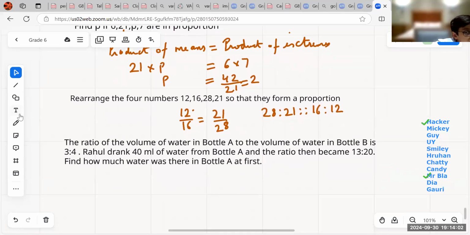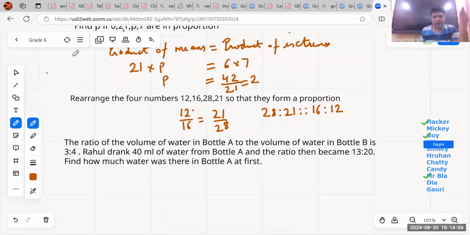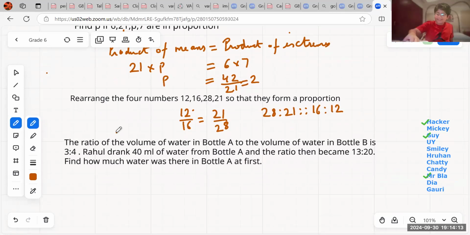Don't tell this trick to anyone else. I just made this trick today. Sir, does it work 100% of the time? 100% it will work for 4 numbers. Oh, sir, you are a genius.